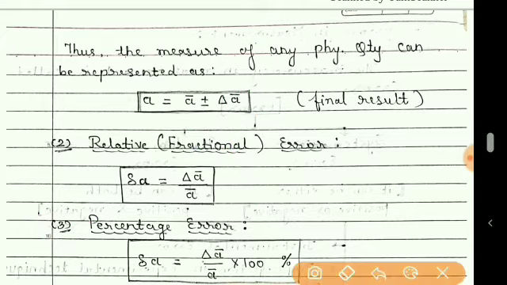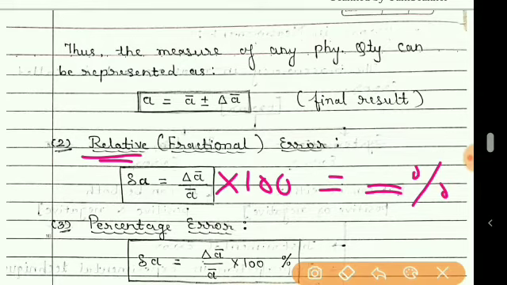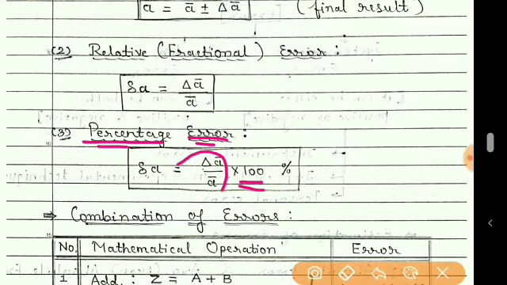In this relative error, if you multiply by 100, you will get the answer in terms of percentage. So this is the percentage error. Simply multiply the fractional error by 100, and the answer will be in percentage. So this is all about absolute error, relative error and percentage error.